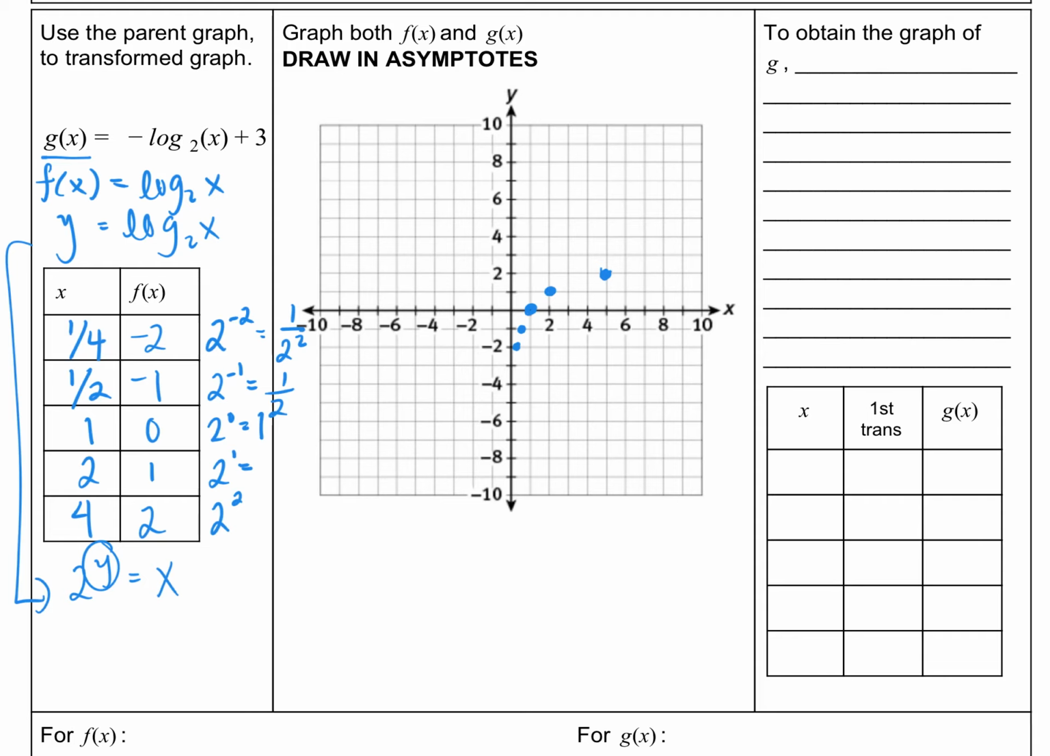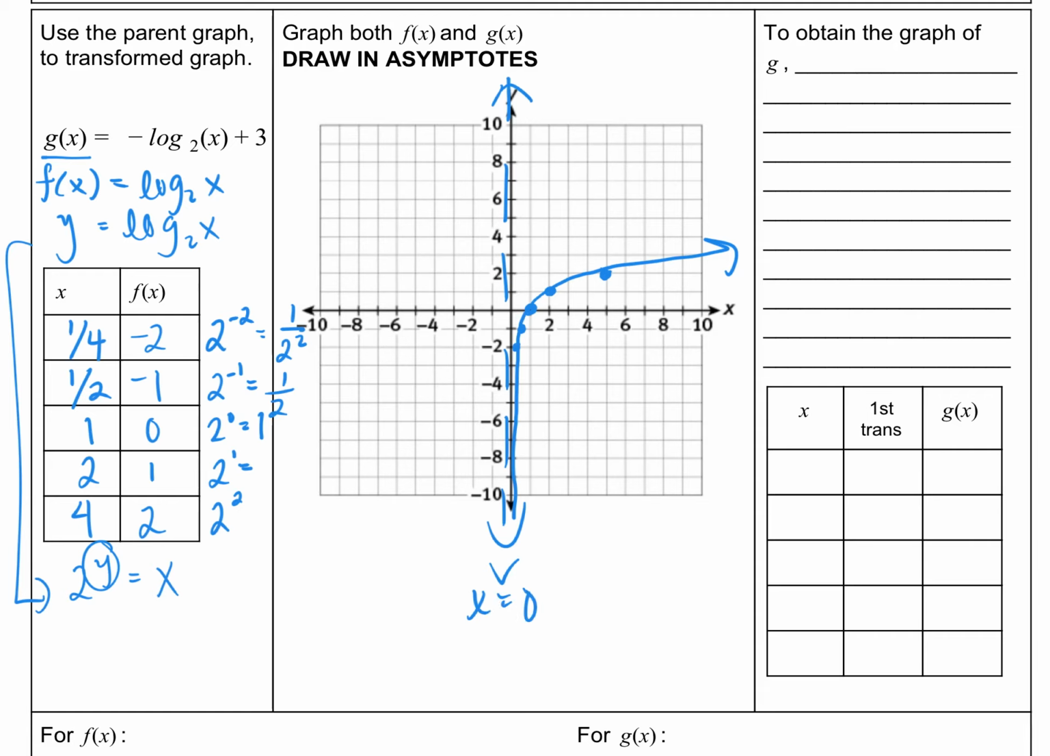So all the points are on the graph now, and we can see as we go to the left, they get closer and closer together, which means there's going to be a vertical asymptote right over here. And that vertical asymptote is x equals 0.